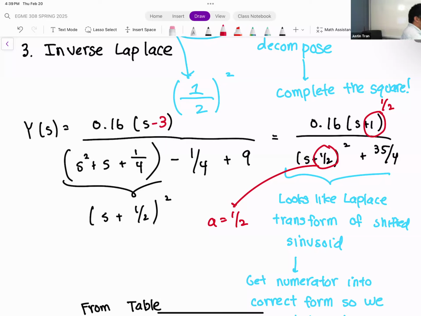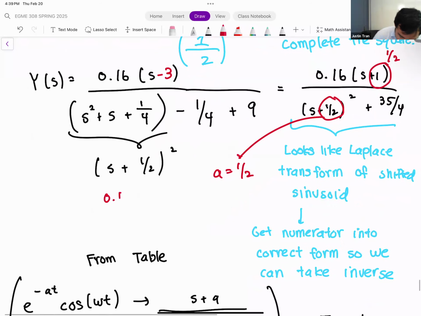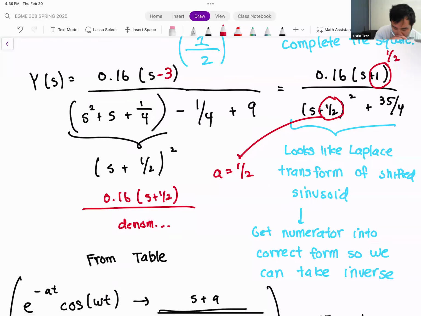But in order to take the inverse of this, you need to have s plus 1/2 up top. So what we're going to do instead is have 0.16 times s plus 1/2 divided by the denominator, which I'm not going to write out because it's really long. And then on the right, we would have minus 0.16 times 3.5, just to keep things balanced. If you want to check that you did your algebra correctly, simplify it, and it should simplify to whatever you started with.